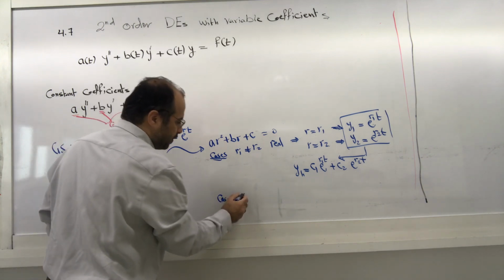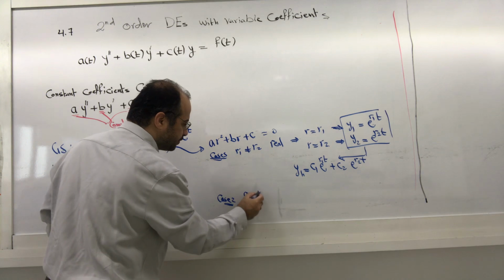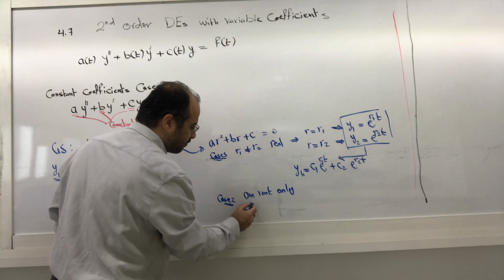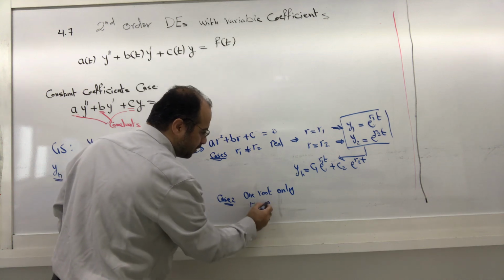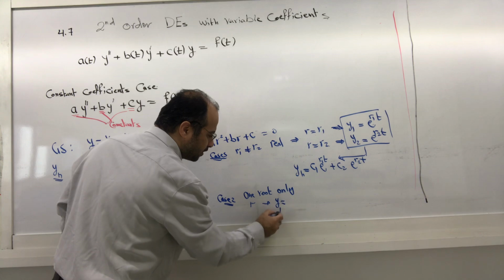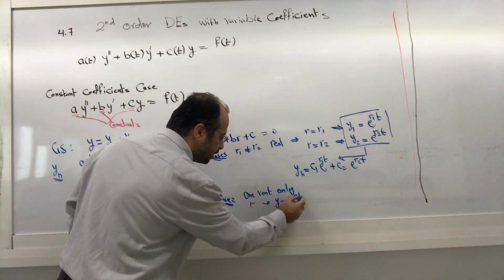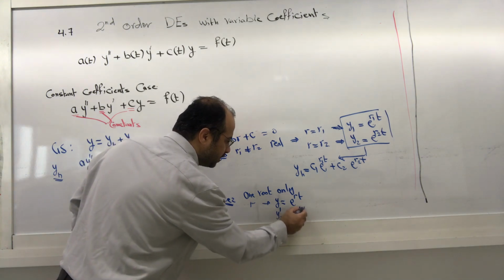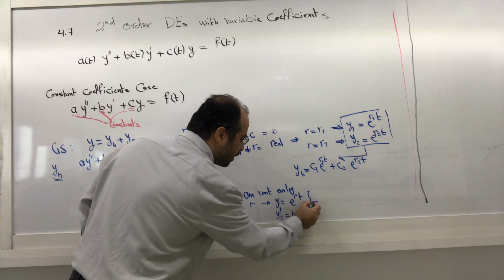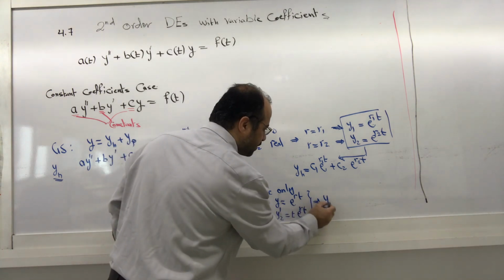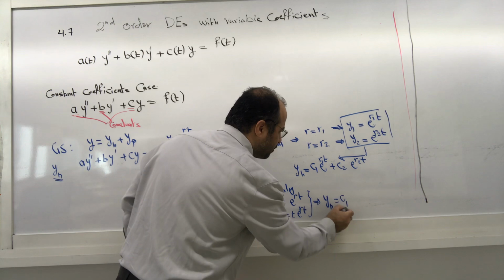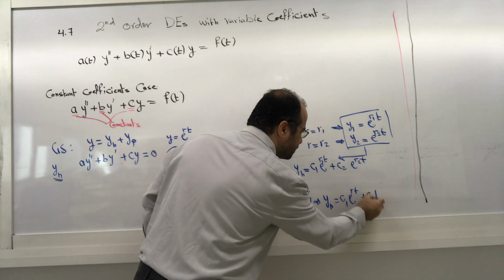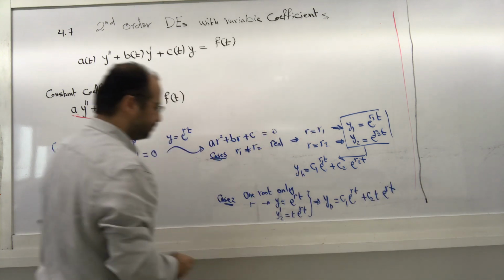Good. Now there is a case 2. In case 2, we said if we have one root only, then from r you get y1 equal e power rt, and to get y2, you know the story, you multiply by t, so t e power rt. From this you build up your homogeneous solution, yh equal to c1 e power rt plus c2 t e power rt.